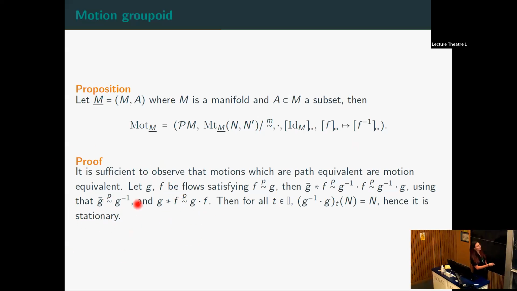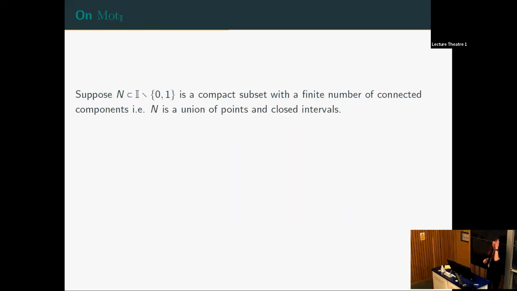And so then we have that, using that we already said they're path equivalent, for all t and x, G^{-1} dot G, which is just the identity on N, is equal to N. And so we have that this G bar star F really is a stationary motion. Okay, so what examples can we look at?